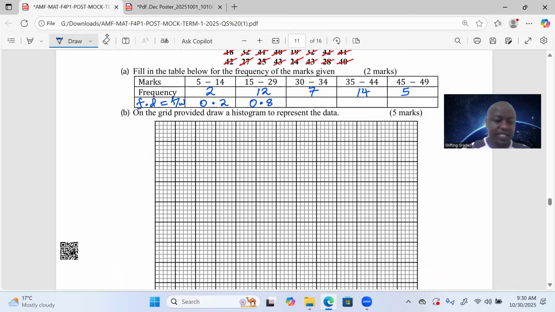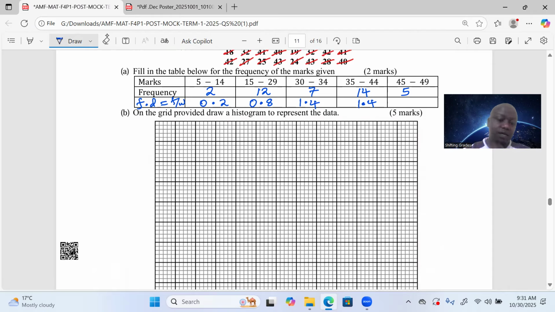0.8. The next shall be a frequency of 7 divided by, when we take 34.5 and subtract 29.5, the interval there is 5. So 7 over 5 gives us 1.4. Exactly 1.4. What about the next? We talk about a frequency of 14, but the interval should be 44.5 minus 34.5, giving us 10. So that will still be 1.4, 14 over 10.